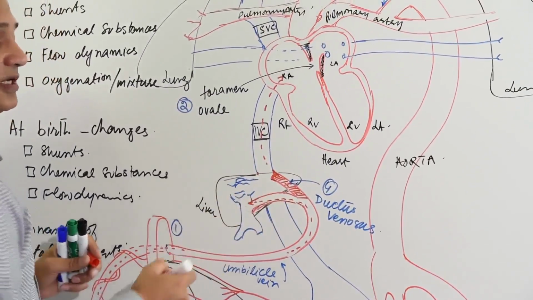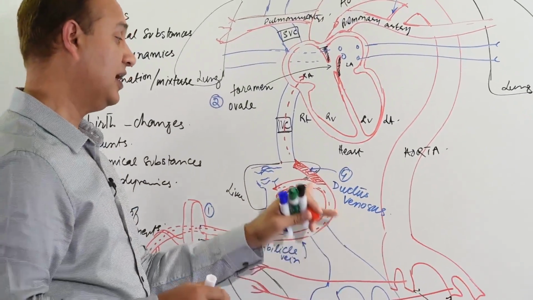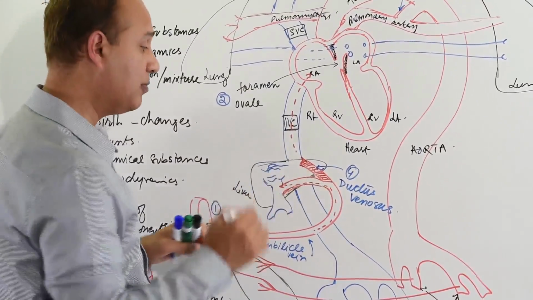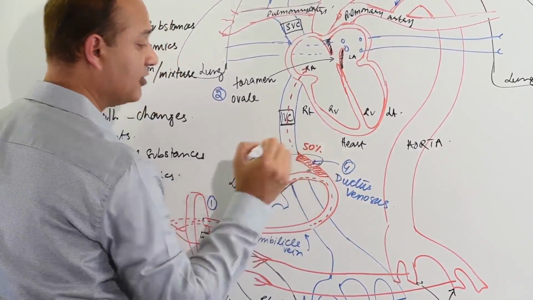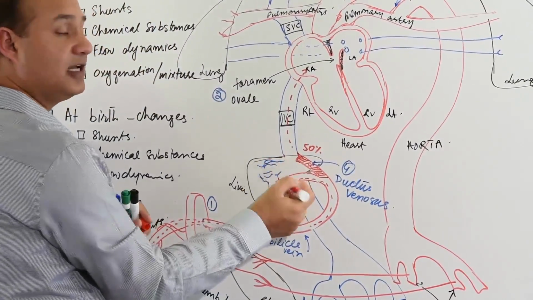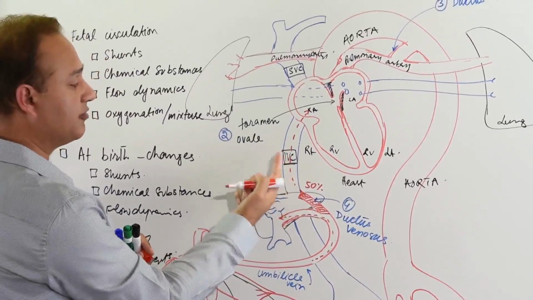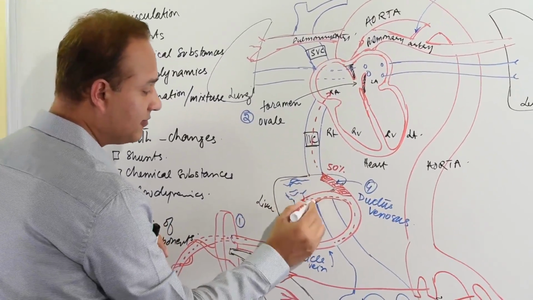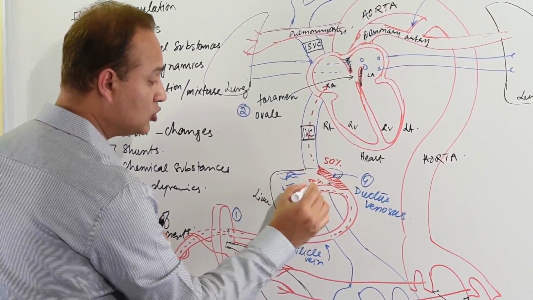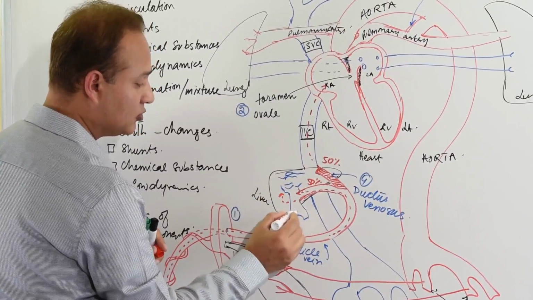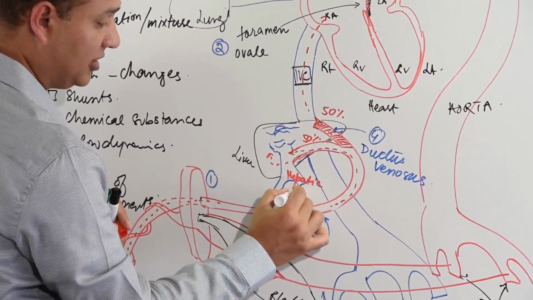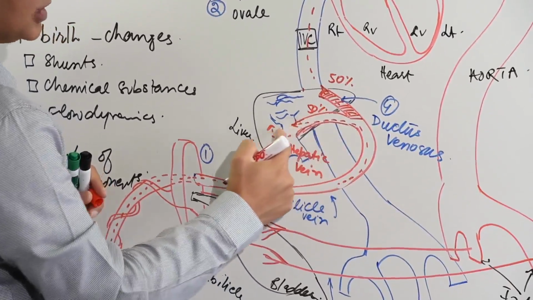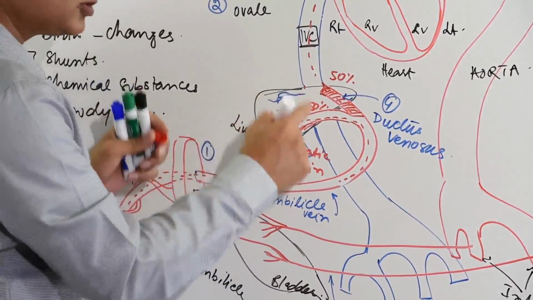The ductus venosus opens the umbilical vein into the inferior vena cava, and about 50% of the blood is shunted directly through the ductus venosus into the inferior vena cava. The rest of the 50% goes to the liver sinusoids, through this, the hepatic vein. So the rest of the 50% of the blood goes into the liver, through the sinusoids.